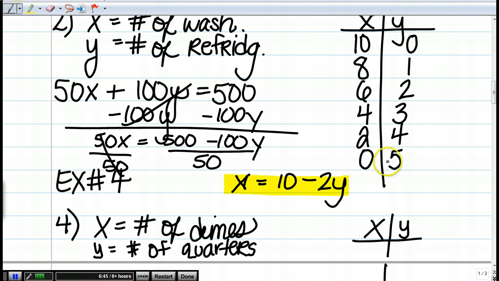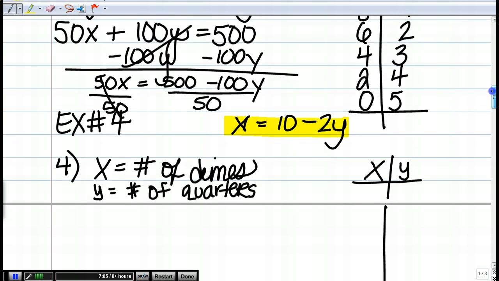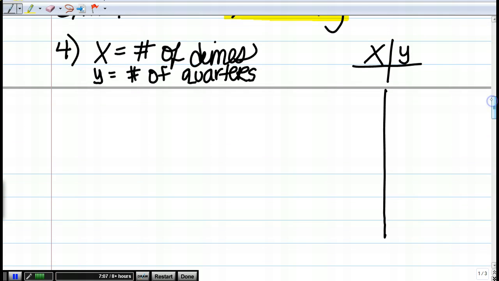And you know that you can stop, because if you plug in 6, and I'll show you, if you plug a 6 in here and you have -2 times 6, that's -12. And 10 minus 12 is a negative number. So you know that you are finished, and these are your possible combinations. Okay? And that is your answers.